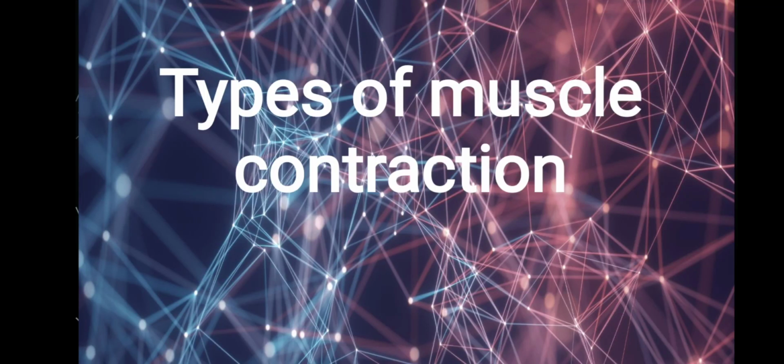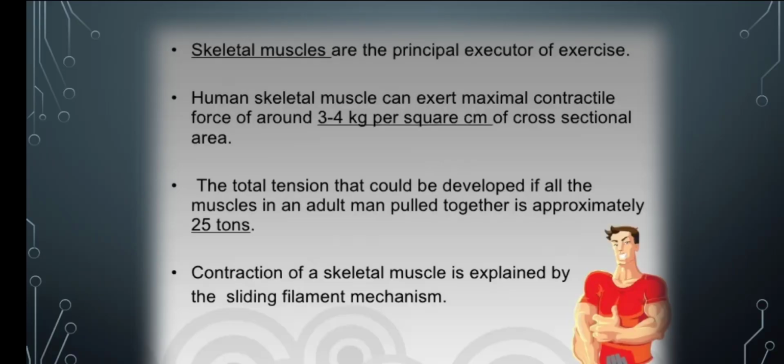These are the types of muscle contraction. Skeletal muscles are the principal executor of exercise. Human skeletal muscle can exert maximal contractile force of around 3 to 4 kg per square centimeter of cross-sectional area. The total tension that could be developed if all the muscles in an adult man pulled together is approximately 25 tons. Contraction of a skeletal muscle is explained by the sliding filament mechanism.